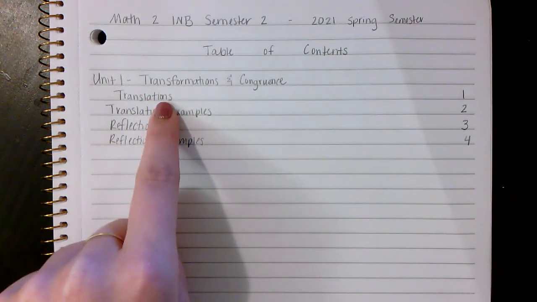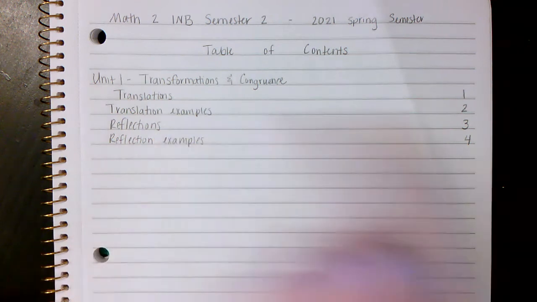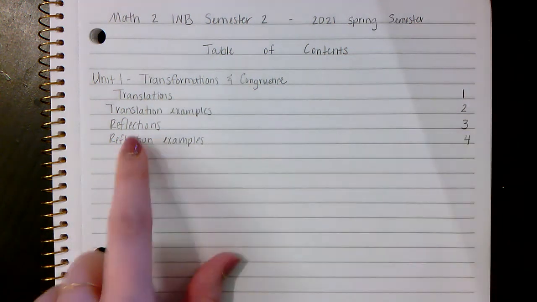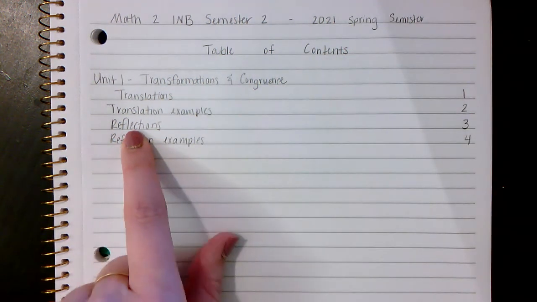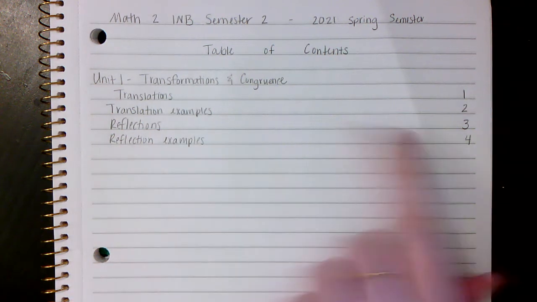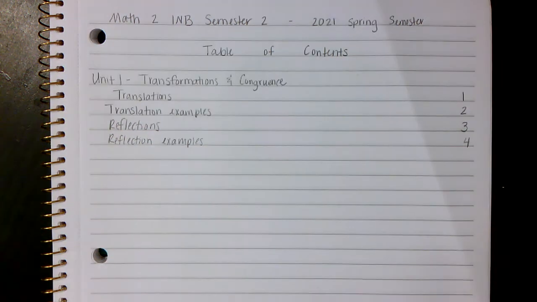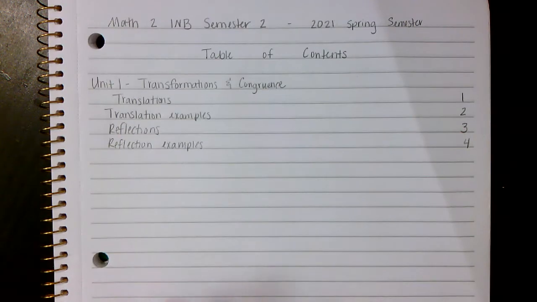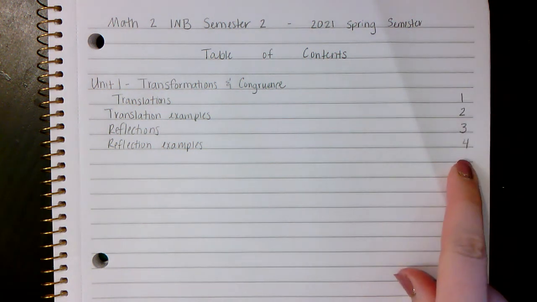The first 2 pages of your notes were translations and translation examples. So today we are going to be pasting in the reflection notes and reflection examples, which you are going to label page 3 and page 4. If you need to pause here, you can, as always. If at any time you need to pause the video to write something down, if you're just going at a different pace than me, that's totally fine. Feel free to pause the video whenever you need. So you should have 4 pages after today in your notes.